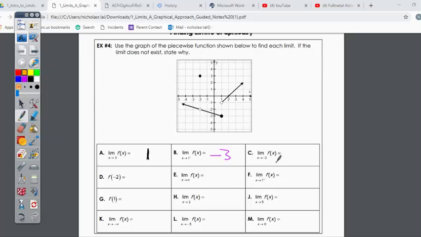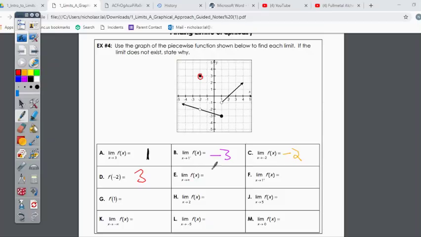As we approach negative 2, negative 2 from the left is going to be negative 2. Negative 2 from the right is going to be negative 2 because we're approaching this point right here. So that means the limit as x approaches negative 2 of f of x is going to be negative 2. f of negative 2, however, is this value right here, which is 3, because the shaded dot is right here.